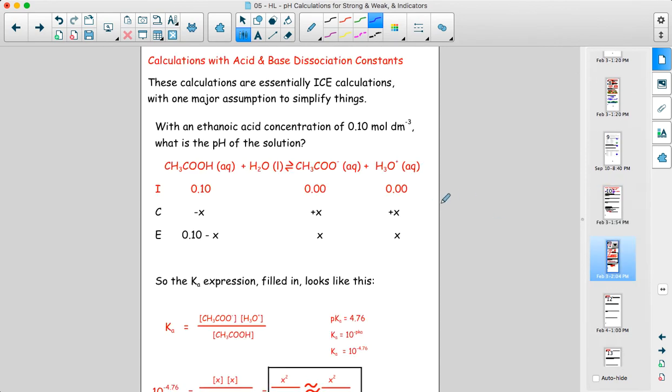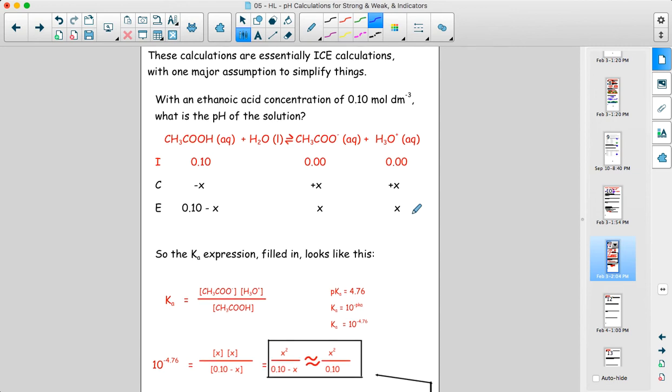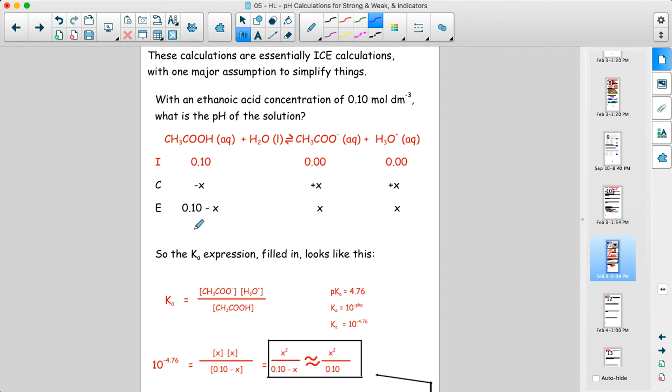So we'll look at one example as quickly as possible before wrapping up this video. They are basically ICE calculations with one major assumption that lets you make the calculations much, much simpler. So if we have a 0.1 molar ethanoic acid solution, how do we calculate the pH? We set up our ICE scenario to make sense of this. It's at equilibrium, and remember, we don't consider the water. It's not going to be part of our expression, so I'm just going to ignore it. Initially, I have 0.1 molar of ethanoic acid and 0 of each of these.